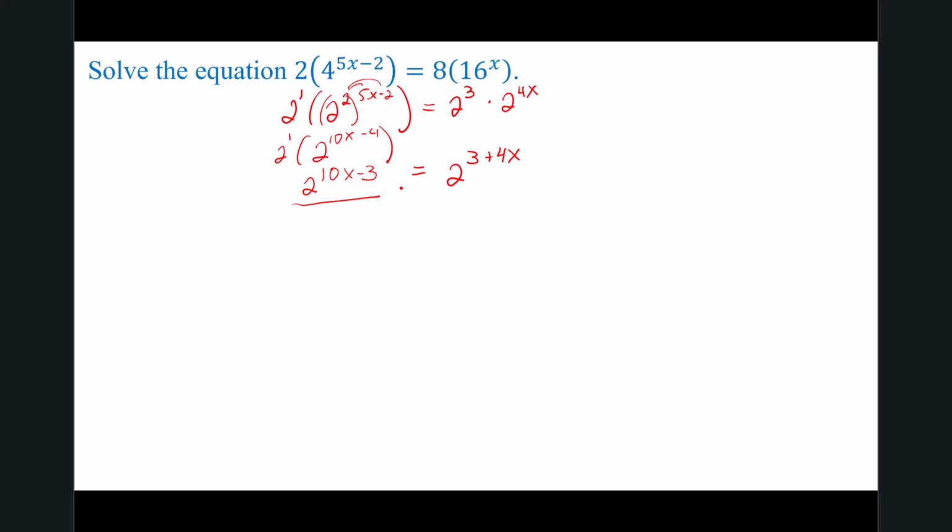So now I have 2 to some power equals 2 to some power. And because 2 to the power is a one-to-one function, I can set those two exponents equal to each other. I have 10x minus 3 equals 3 plus 4x. Subtract 4x from both sides and add 3 to both sides. I get 6x equals 6. Divide by 6 and I get x equals 1.